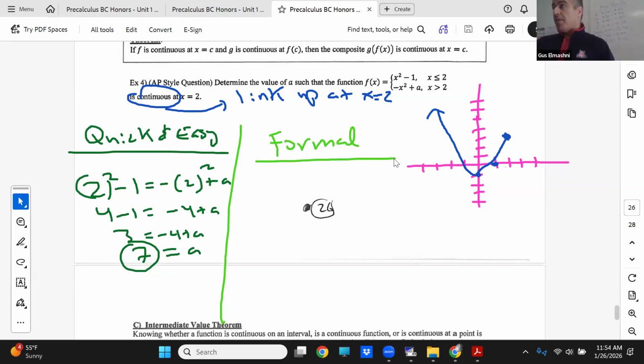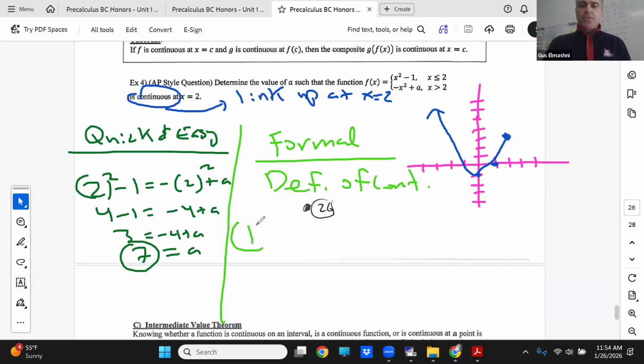Now for your response on the AP exam, and I do need to start training to think this way, you kind of have to show all the steps. Some of you had APs last year, and there's a rubric and a guideline they have to follow. We have to adhere to that. So what's a formality? You have to use the definition of continuity. What I want you to do is this. The first condition: does f of 2 exist?